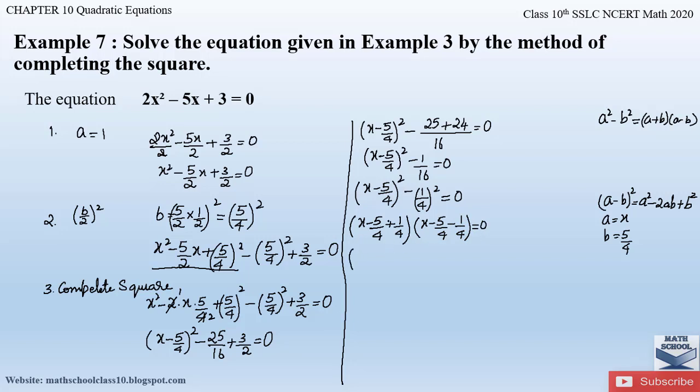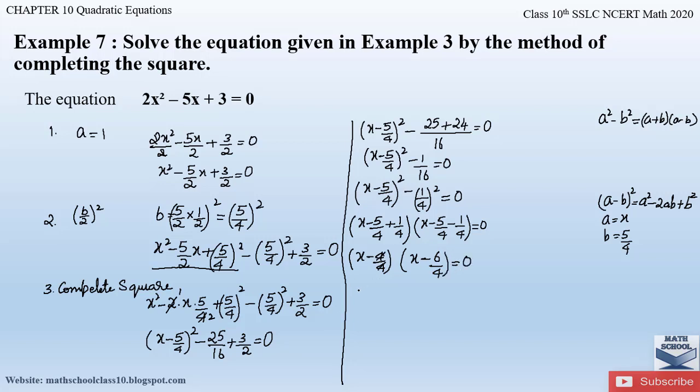So what is minus 5 by 4 plus 1 by 4? Since the LCM is same, we have to subtract here. So greater number sign will come. Minus 5 plus 1 is minus 4. So x minus 4 divided by 4. And here again the LCM is 4. So minus 5 and minus 1 is there. So we have to add with the minus sign. So it is x minus 6 divided by 4 is equal to 0.